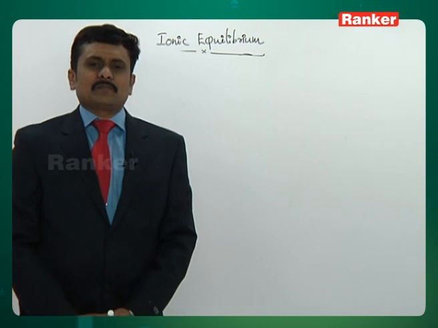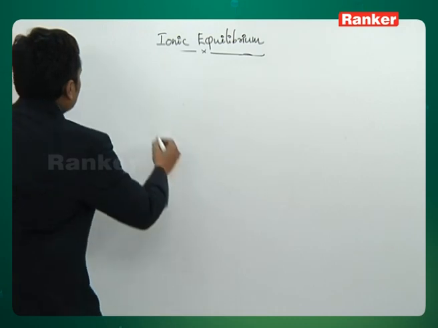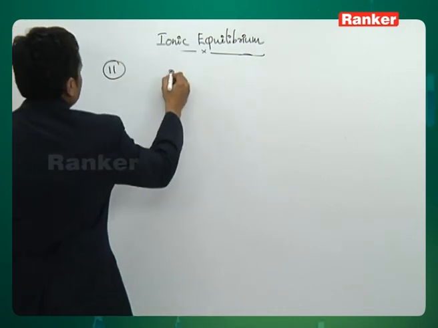We have 1 liter of a buffer solution containing 0.01 molar ammonium chloride and 0.1 molar ammonium hydroxide having pKb equal to 5. It has a pH of? So we have a basic buffer question.